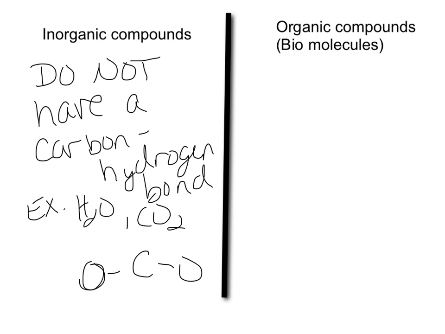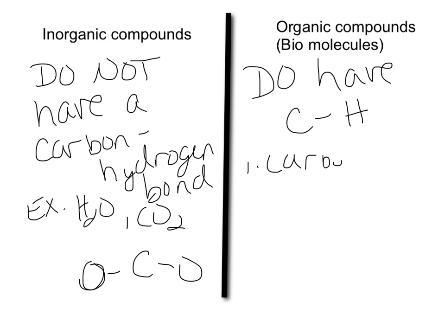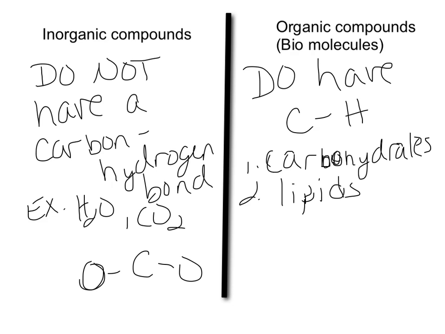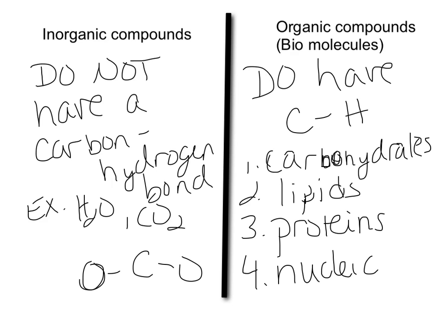Your organic compounds then do have that carbon-hydrogen bond. And we have 4 basic categories of these organic compounds. Okay, so we're going to be looking at carbohydrates or sugars, and we're going to look at each one of these individually. Okay, lipids, also known as your fats. Okay, proteins, and nucleic acids. And so our focus today is going to be each one of these different categories. We're going to look at structure and function.